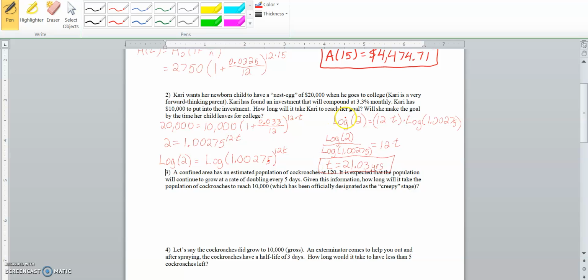Okay, now this is part 1 of the question. How long will it take her to reach her goal? It'll take 21 years. So as soon as the baby's born, put money in the bank. 21 years later, you now have the 20,000 you wanted.